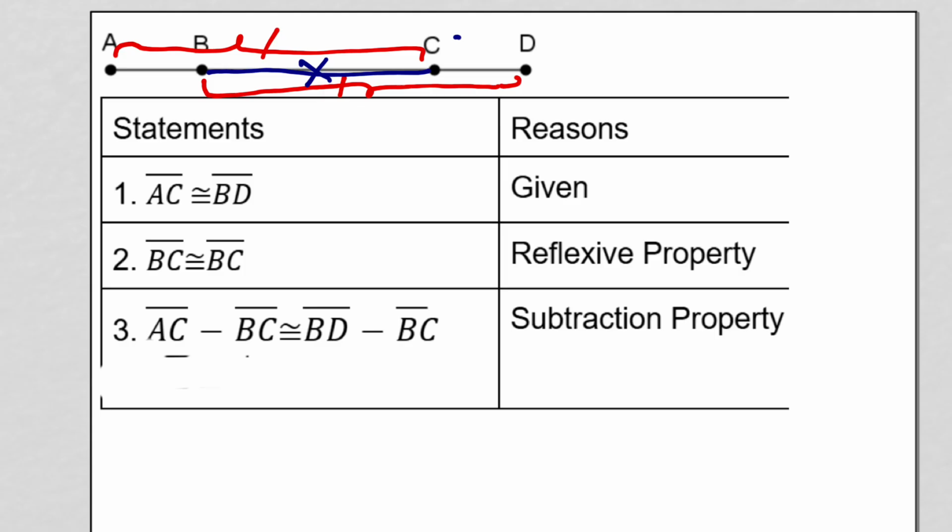But what is AC minus BC? Well, when you take BC away from AC, what remains is just AB. And when you subtract BD minus BC, you end up with CD. So it takes a little practice sometimes to be able to see this. But that's what we prove.